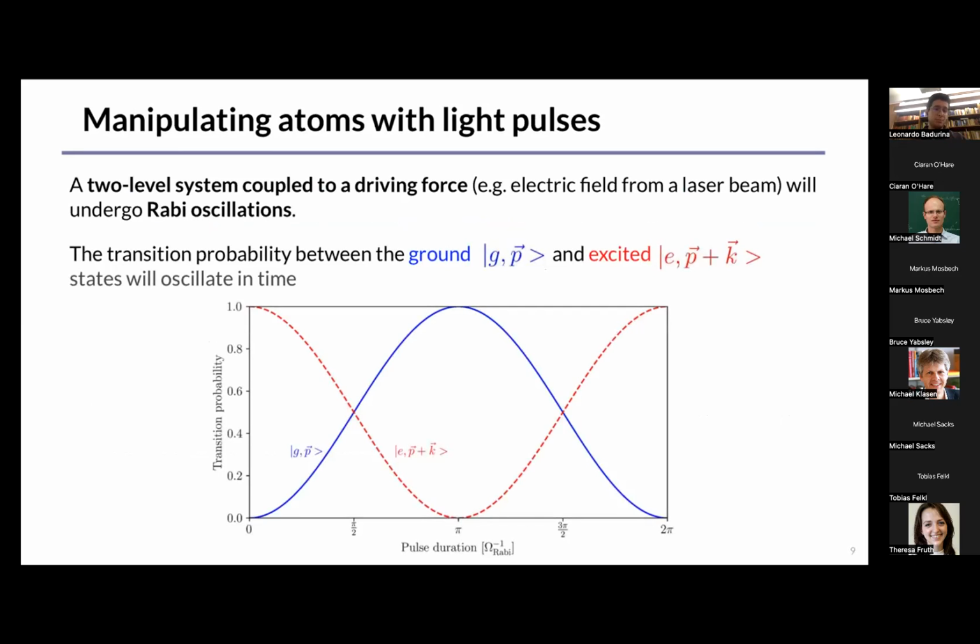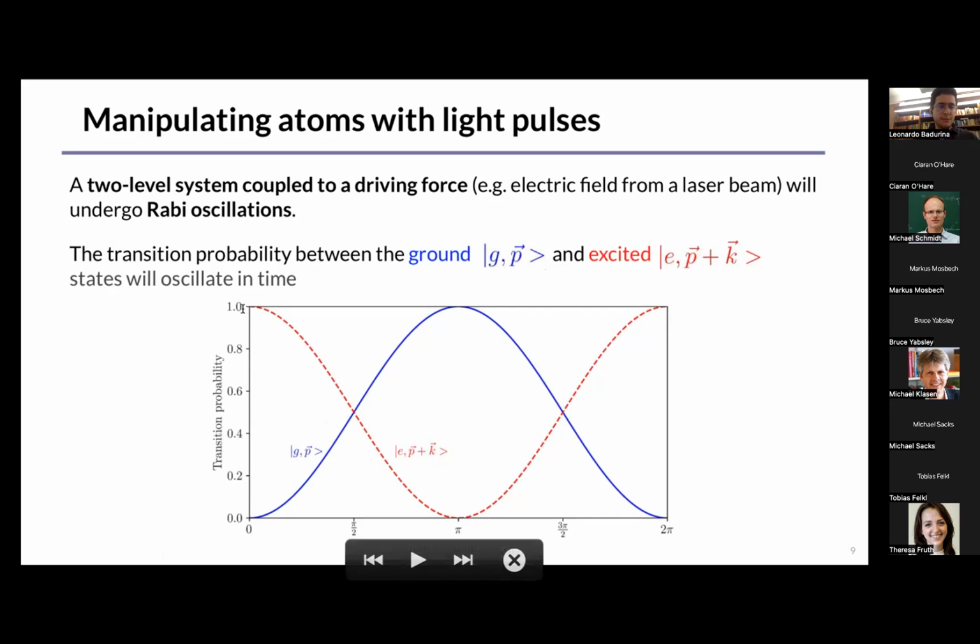oscillating transition probabilities from going from one state, say the ground state here shown in blue, G with some momentum P, to some excited state E with some new linear momentum P plus K, where K here is, if you will, the wave vector of the laser. So it would be the energy imparted onto the atoms by the laser itself.